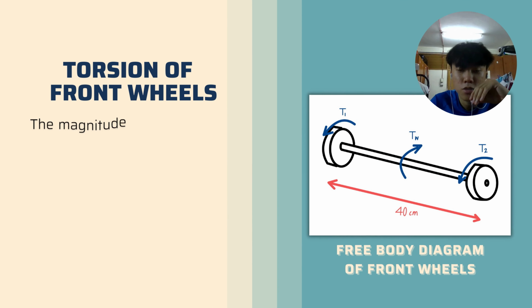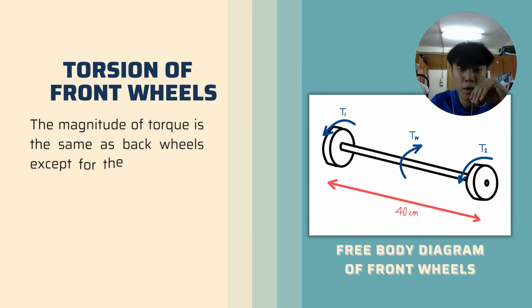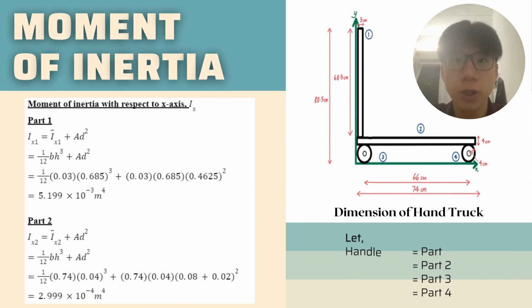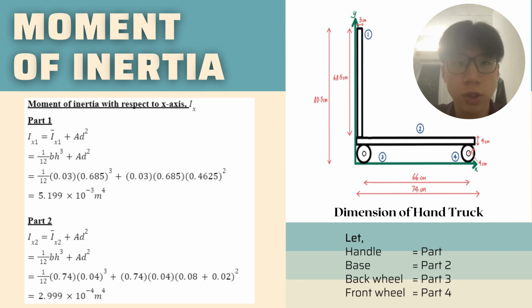For torsion of the front wheels, the magnitude of torque is the same as the back wheels, except the direction of rotation is inverted. Lastly, for the moment of inertia problem, we determine the moment of inertia and the radius of gyration with respect to the x and y axis by using the side perspective of the hand truck. First, to determine the moment of inertia for the x axis, we need to divide the hand truck into 4 parts and find the moment of inertia for every part by using the formula: central inertia plus the area of the part times the square of the distance from the axis to the centroid.